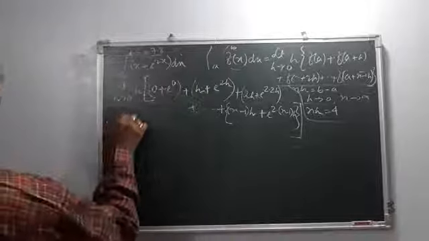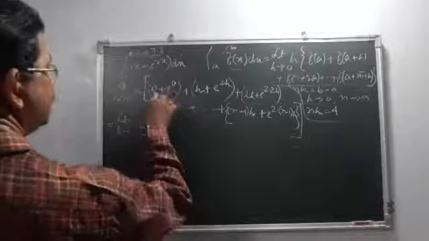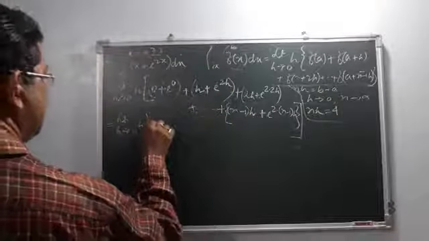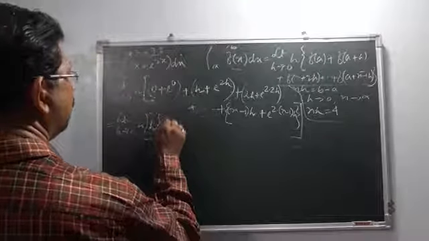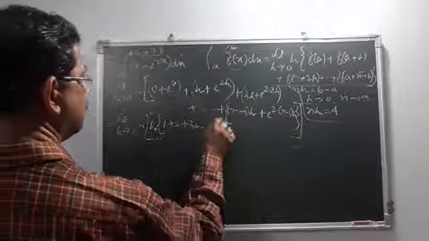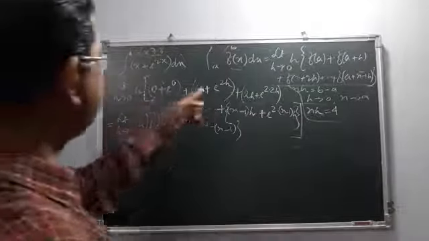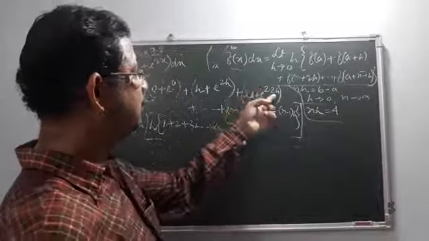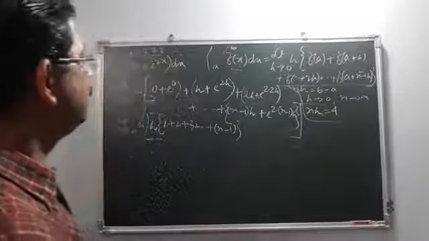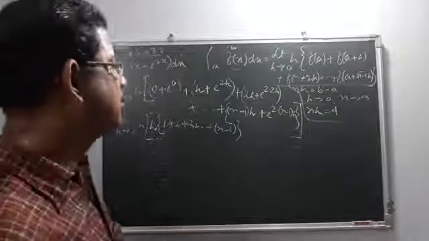Now what we are getting: limit h tends to 0 of h. Here you see that h, 2h, 3h, and then this also. If we take h common, 1 plus 2 plus 3 plus dot dot dot up to n minus 1. From this term, 2h, then 2h, then what we will get? If we concentrate, then it will be 2 into 2h.